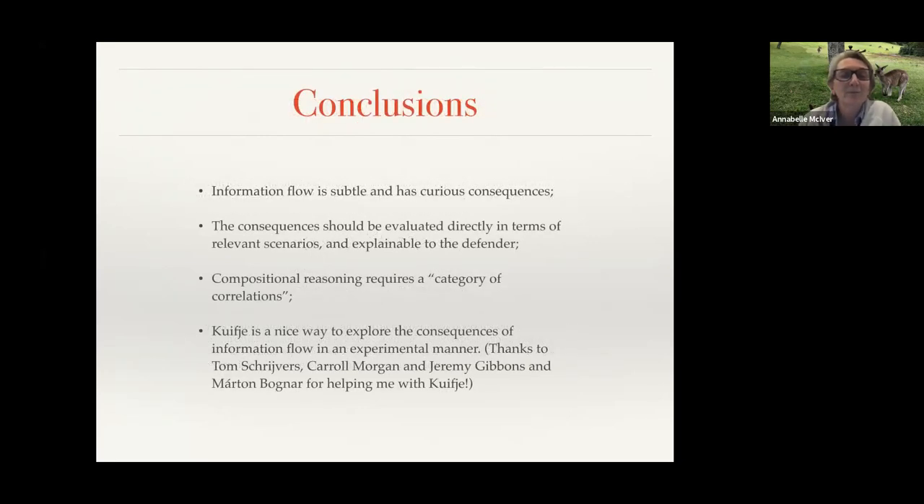So in conclusion, information flow is subtle. There are very curious things that have curious consequences. But if you want to do compositional reasoning, which we do as verification people, then it seems like we really need some nice ways to think about correlations as interesting things in their own right, so that we can incorporate them into our programming language, so that we can investigate and analyze small but complicated systems. Thank you.